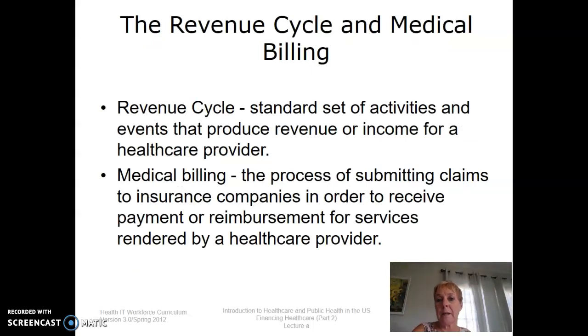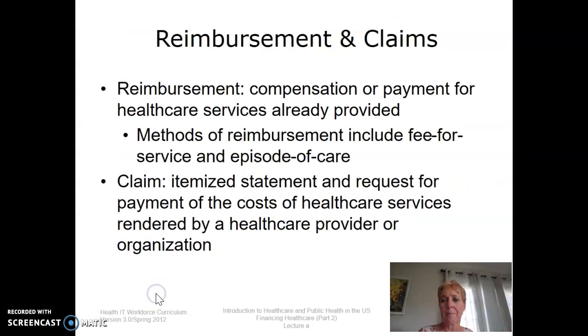So when they talk about a revenue cycle in a healthcare organization, that's those activities and events that produce income for a healthcare provider. So that's from that time that patient walks in the door until they get their service, until that service is billed out, until payment is received for that service and that cycle is closed. That's called the revenue cycle, one end to the other. Medical billing, then, on the other hand, is the process where you submit claims to insurance companies in order to get payment or reimbursement. So the revenue cycle is everything beginning to end. Billing is just the process of doing the billing.